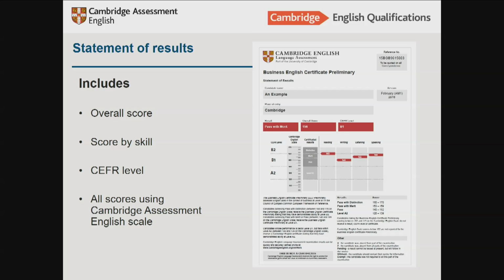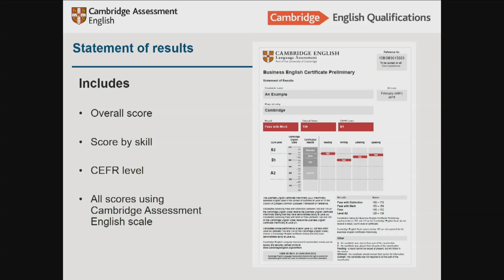And on the right-hand side of the screen, here's an example of what a statement of results looks like. So you'll get information on your overall score, you'll get information on your score by each skill. That has a CEFR level, and also the Cambridge English scale to show where exactly you are within each of those CEFR levels. There's also a lot more information provided on this test report form describing exactly how your performance can be interpreted.